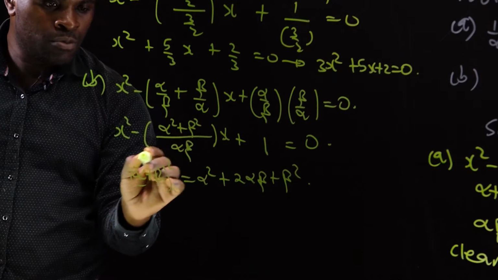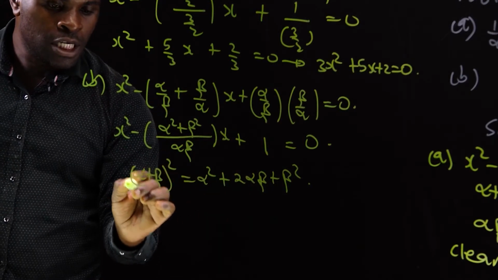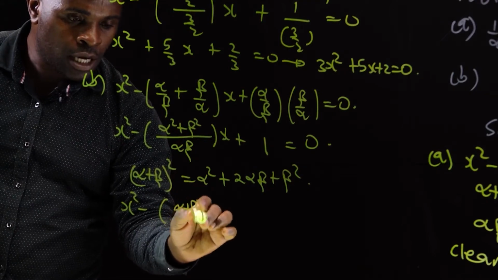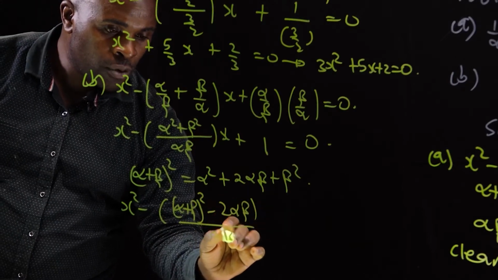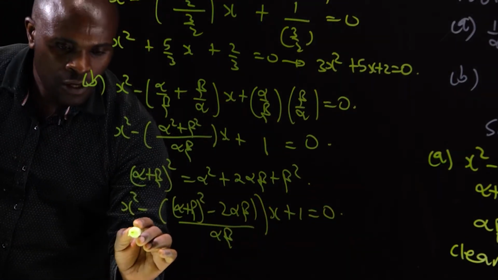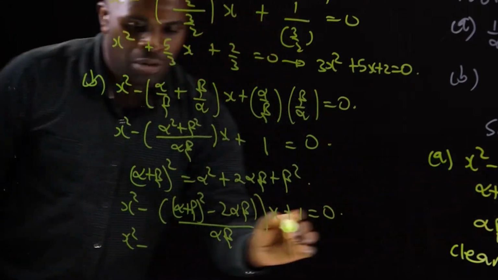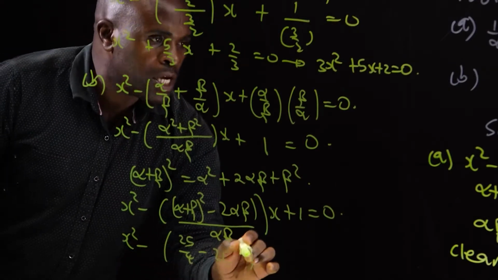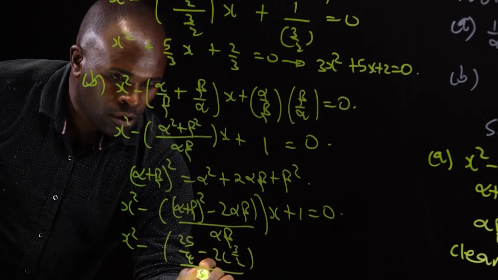So we will be just writing (alpha plus beta) squared minus 2 alpha beta. So it becomes x squared minus, in this bracket, alpha plus beta, minus 2 alpha beta, with the denominator alpha beta, then x plus 1 equals 0. So performing replacements, alpha plus beta is the result, negative 5 over 2, squared gives 25 over 4, minus 2 alpha beta, which is 3 over 2, over alpha beta, 3 over 2.